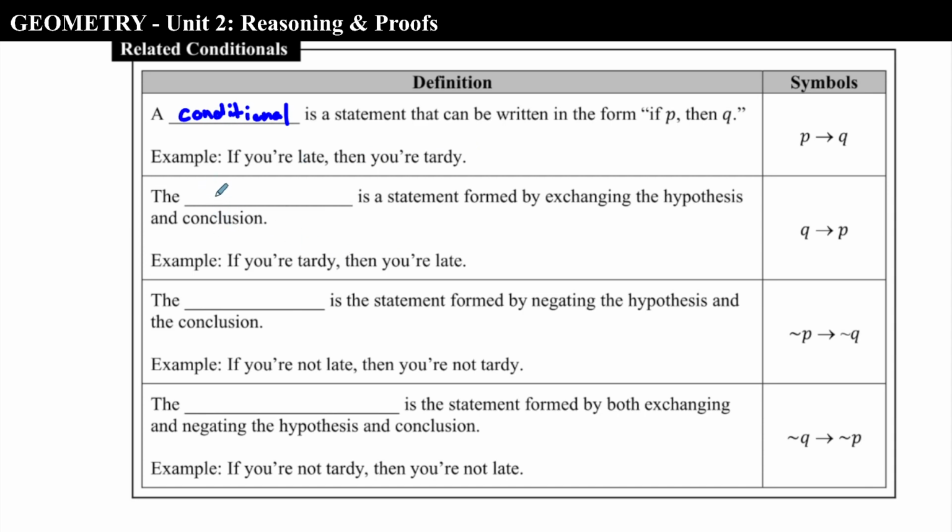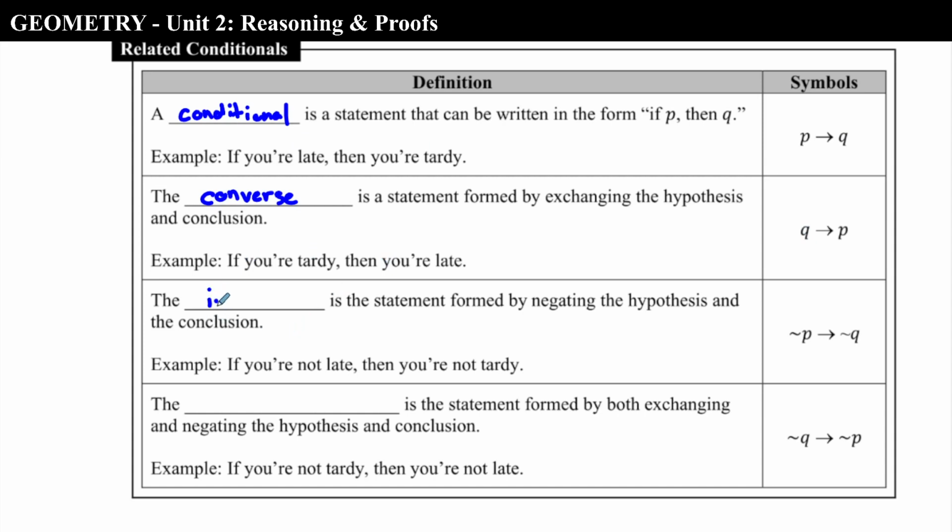Now the converse of a statement is formed by exchanging the hypothesis and the conclusion. So we're going to flip our hypothesis and conclusion. So instead of if P then Q, if Q then P. For example, we're going to flip this statement: if you're tardy, then you're late.